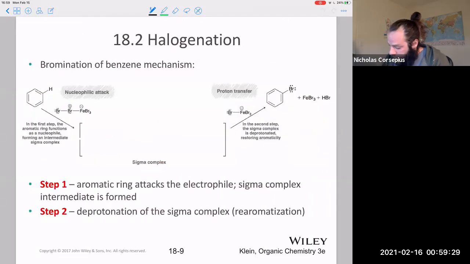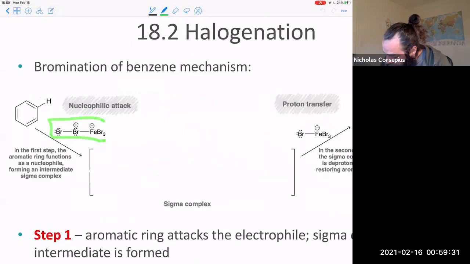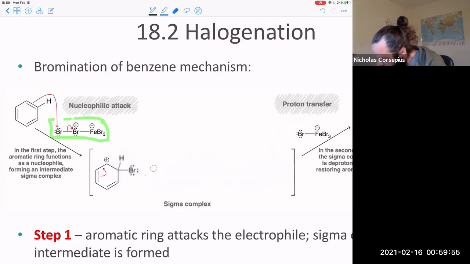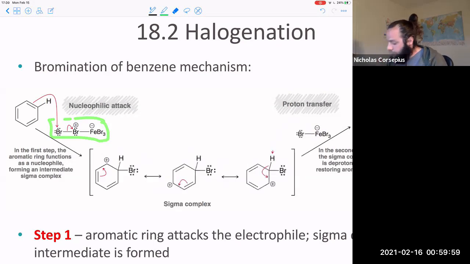So in our mechanism, this is our electrophilic species. Our nucleophile, same for all these reactions, is going to be that pair of pi electrons, or I like to just generally call it the ring, playing the role of the nucleophile. And that breaks that bond there. Now we've formed our sigma complex, which is just a fancy way of saying that we have this resonance stabilized carbocation.